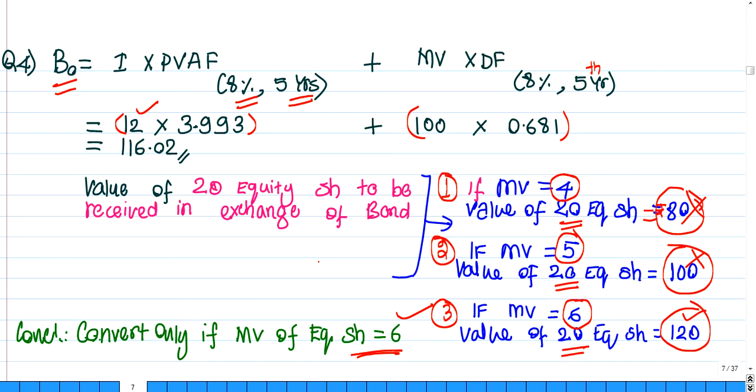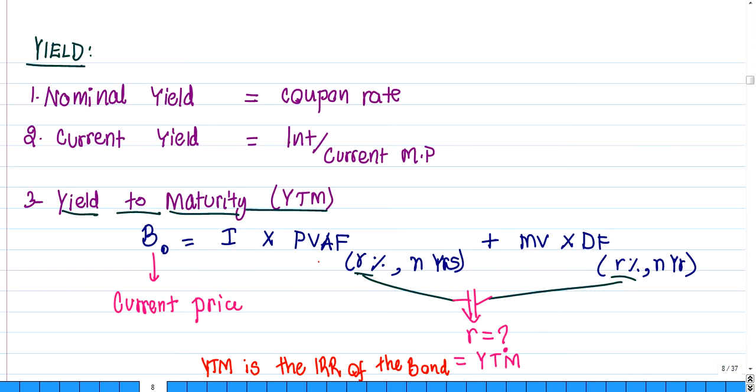Okay. Next concept under bond valuation is bond yield, return. So there are 3 types of yield. Nominal yield, that is equal to coupon rate, as we discussed earlier. Nominal yield is equal to coupon rate. Next, current yield. What is the current yield? Current yield is equal to interest divided by current market price. Third one is the yield to maturity, YTM. It is similar to IRR.